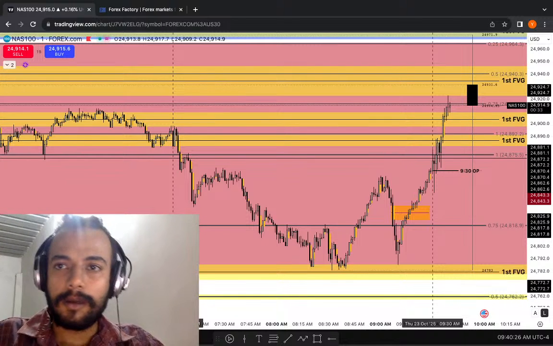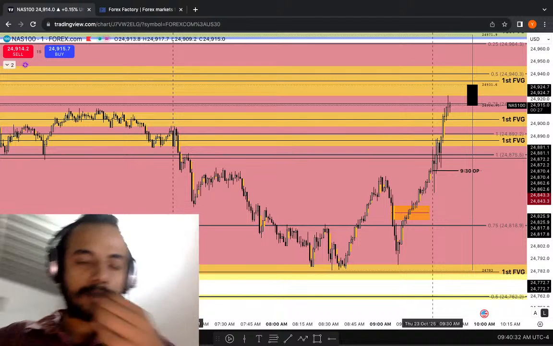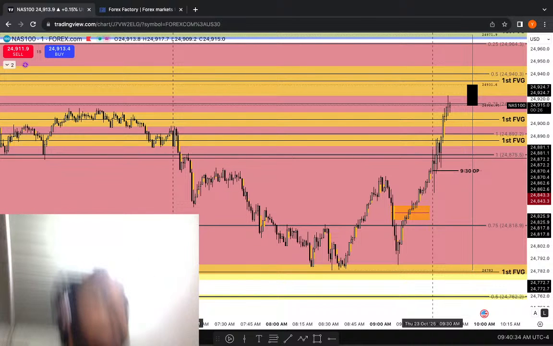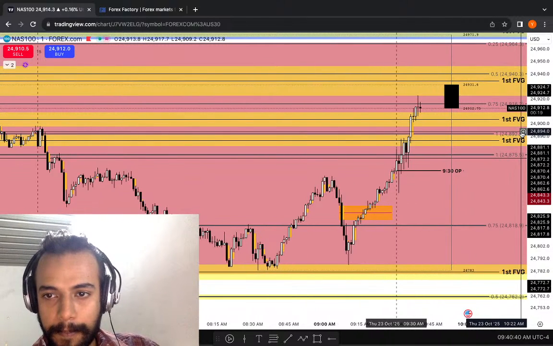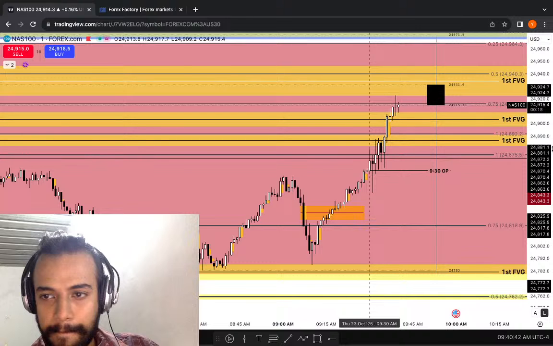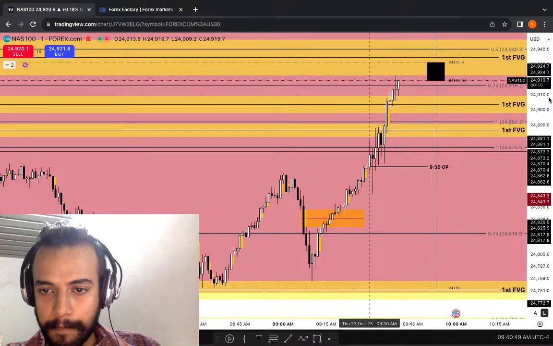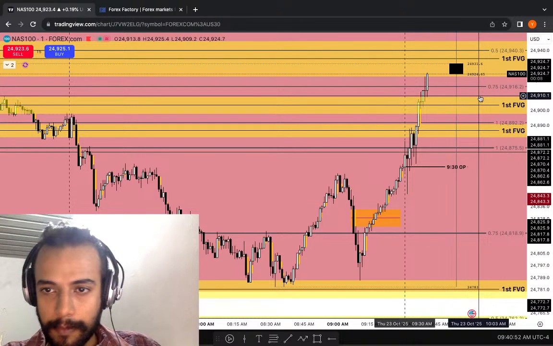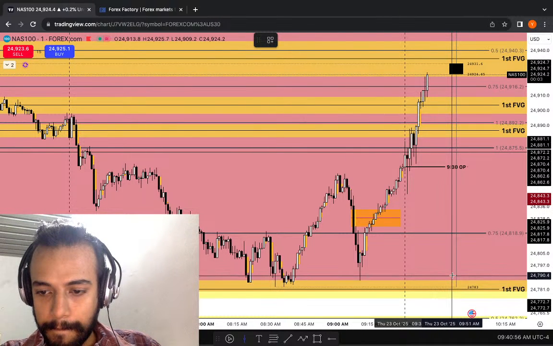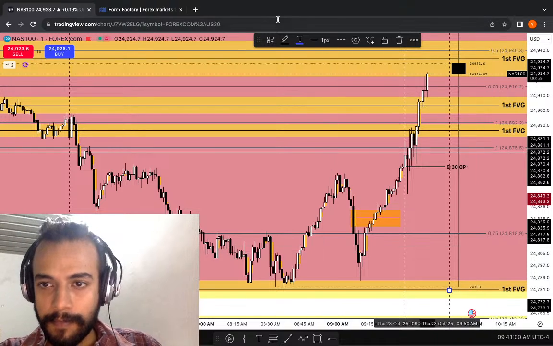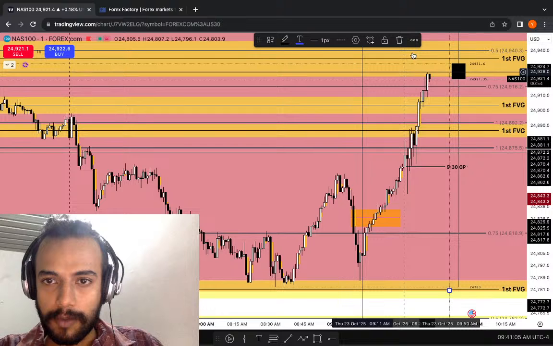Now it would be nice to see how it reacts in today's first presentation of fair value gap. Now I'm waiting for 9:50 to 10:10 macro to play out in whichever way they want it to.